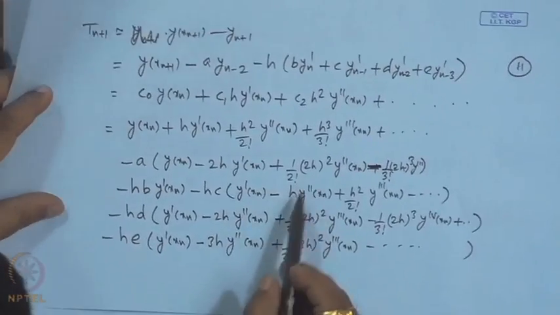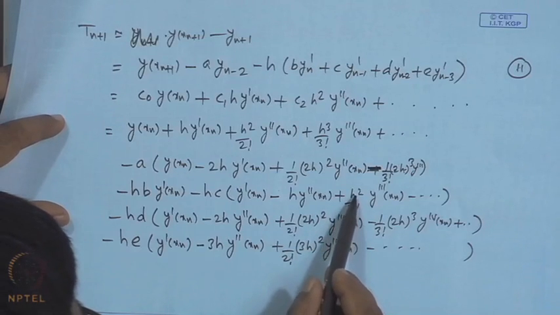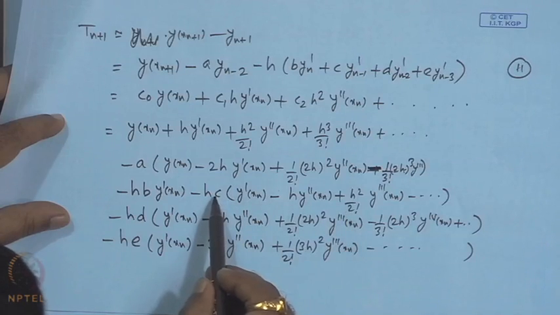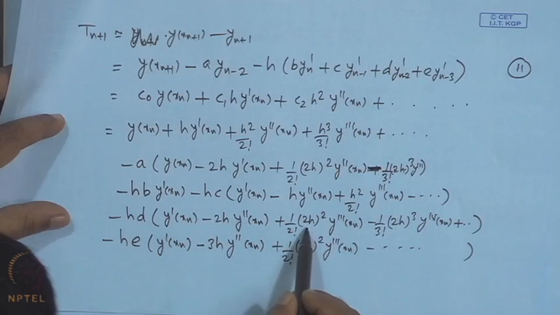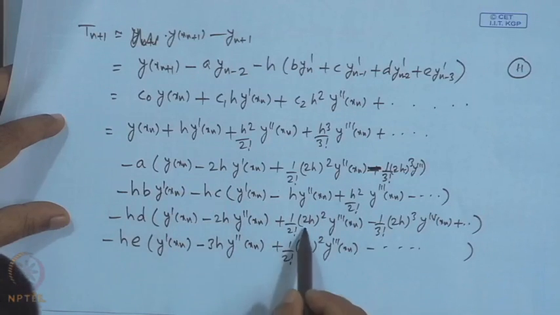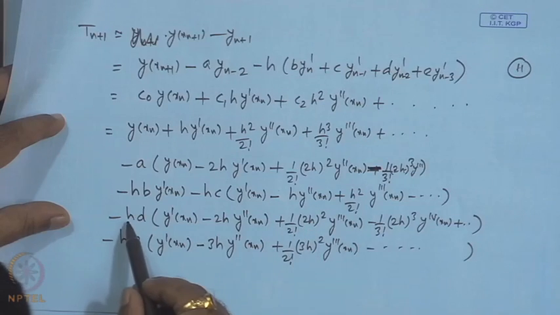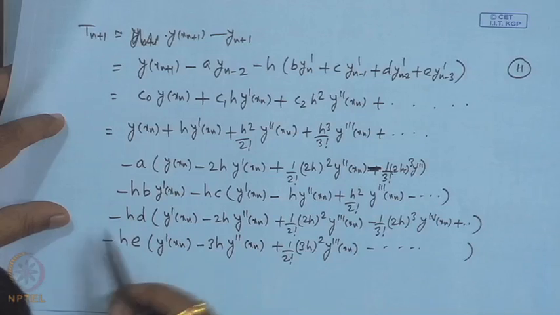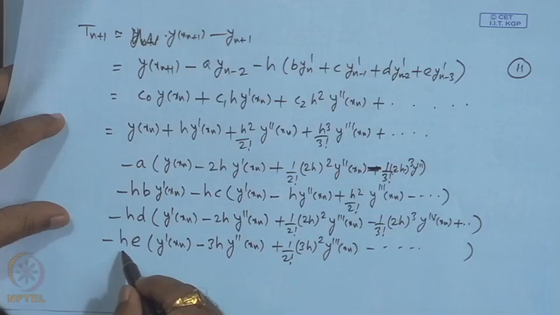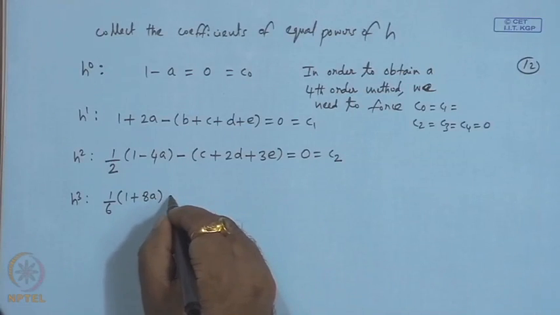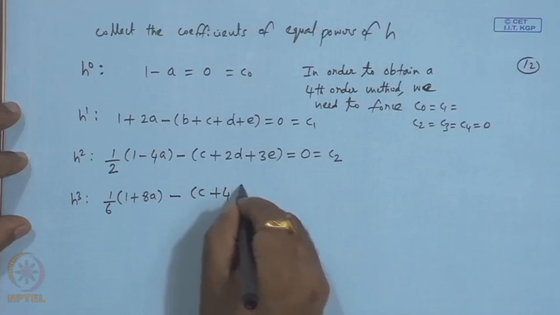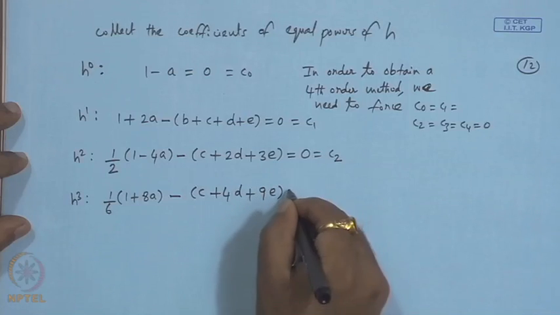Okay. Now, look at the next, here h square and h cube minus half C, because 1 over 2 C, and here we have, so if you take a half common, here we have C there, and here we have 4 D minus 4 D, and here we have 9 E minus 9 E. Okay. So, we get minus C plus 4 D plus 9 E.